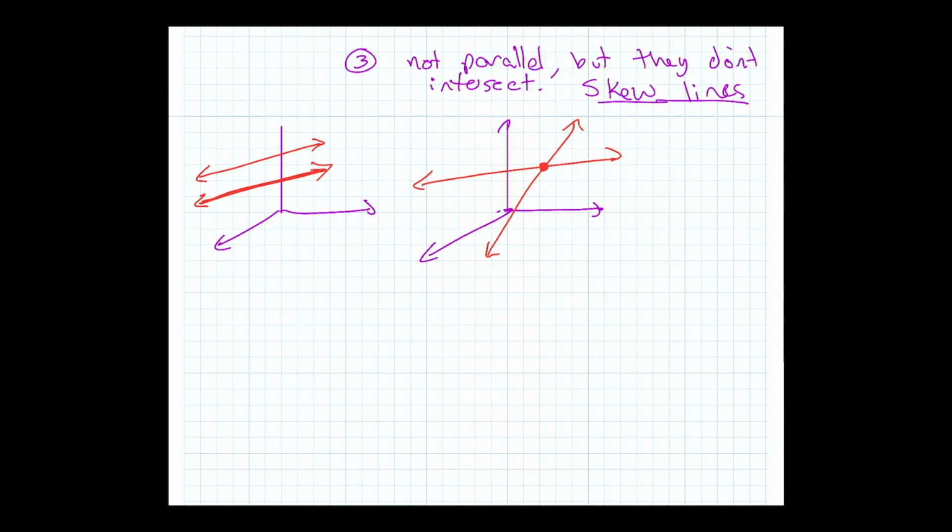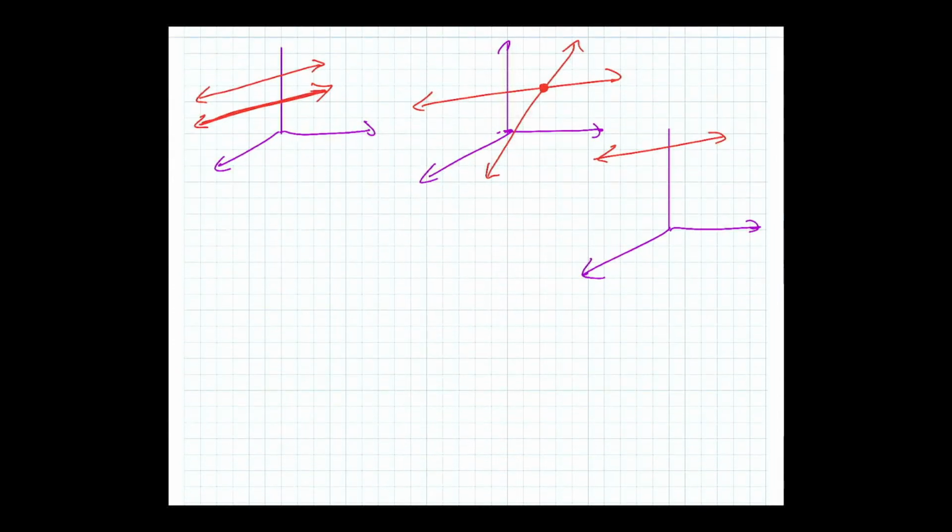But the third possibility would be if they just do not touch each other at all. And that would be the case where you have skew lines. So what skew lines look like is, maybe way up here, you have a line, right? And then maybe way down here, you have another line. And they're not pointing in the same direction, right?